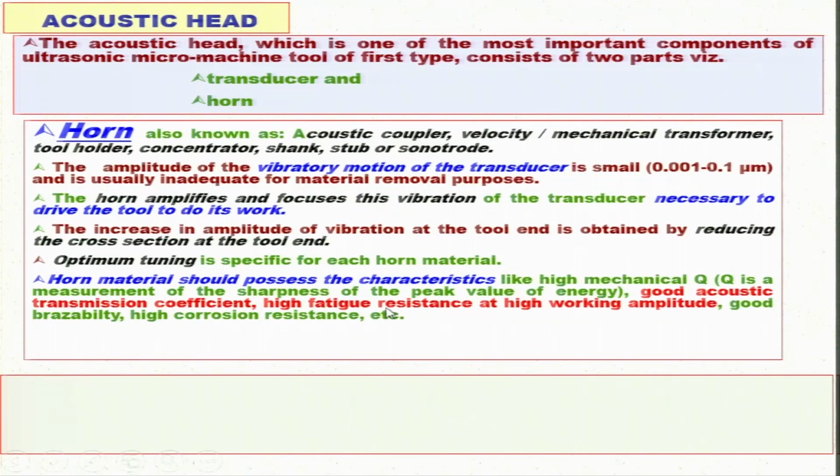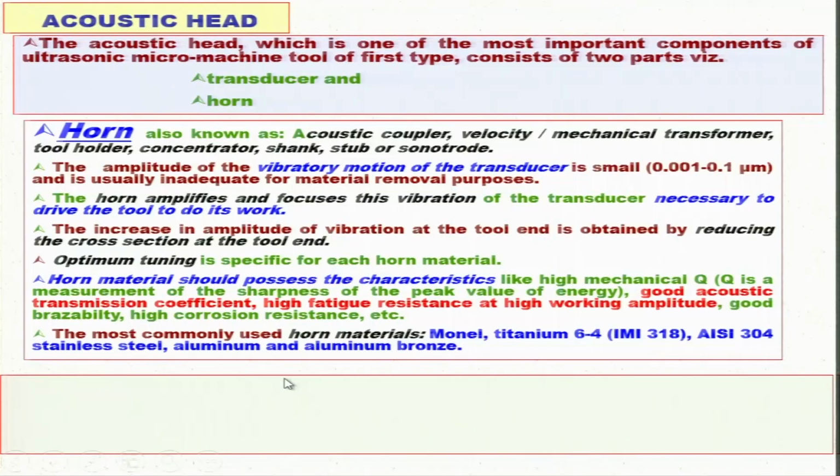Because this high fatigue resistance at high working amplitude is very important, otherwise horn itself may fail, because amplitude of vibration is large as well as frequency of vibration is also very high, 20 kHz or more than that. The most commonly used horn materials are monel, titanium, AISI 304, stainless steel, aluminium and aluminium bronze.